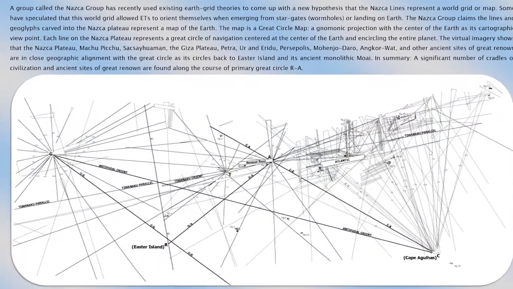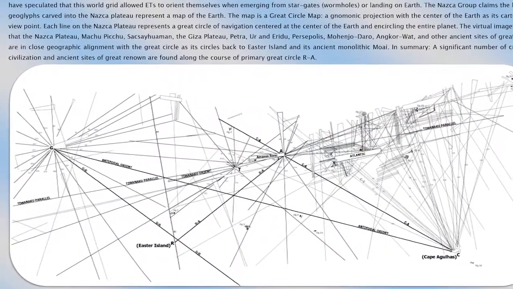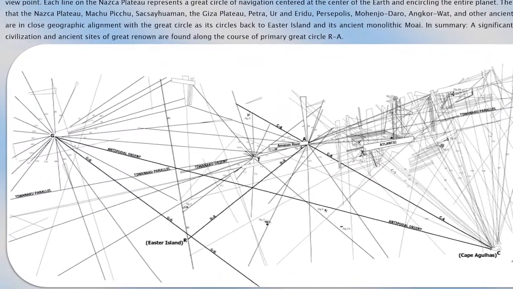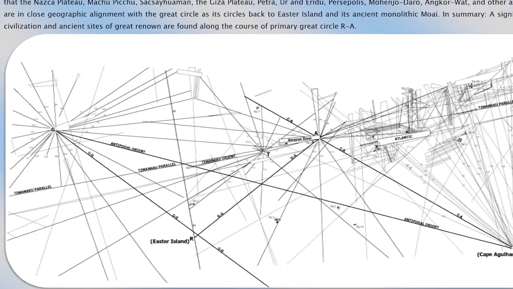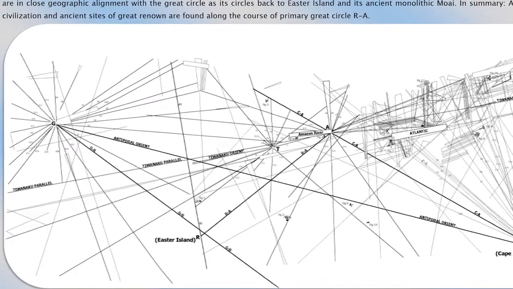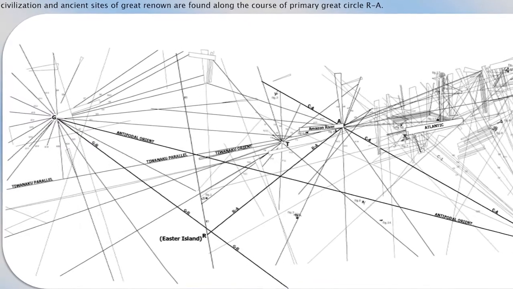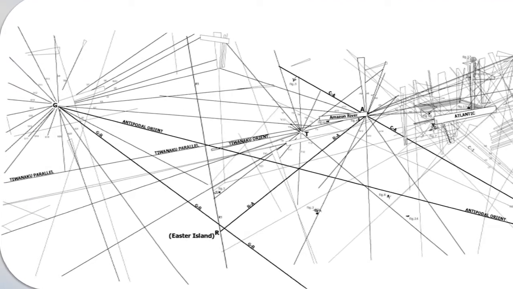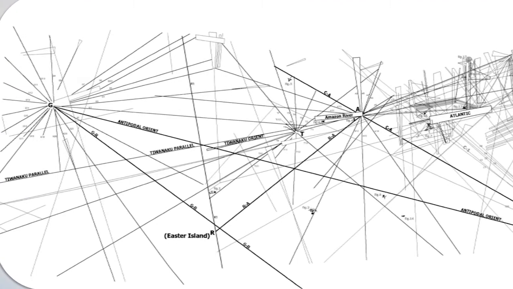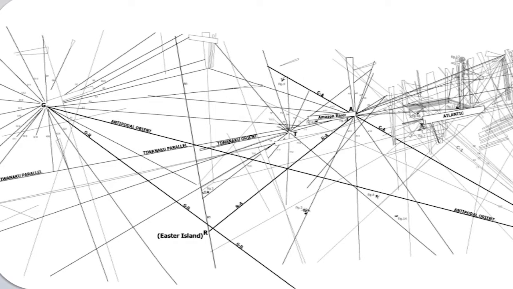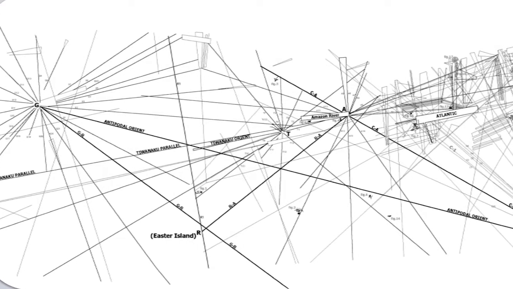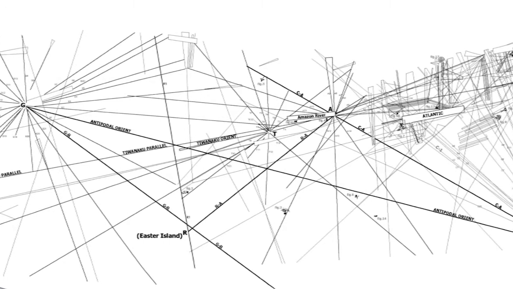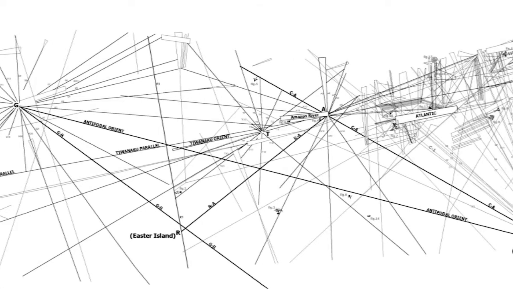A group called the Nazca Group has recently used existing earth grid theories to come up with a new hypothesis that the Nazca lines represent a world grid or map. Some have speculated that this world grid allowed ETs to orient themselves when emerging from stargates or wormholes or landing on Earth. The Nazca Group claims the lines and geoglyphs carved into the Nazca Plateau represent a map of the Earth. The map is a great circle map, a gnomonic projection with the center of the Earth as its cartographic viewpoint. Each line of the Nazca Plateau represents a great circle of navigation centered at the center of the Earth and encircling the entire planet.